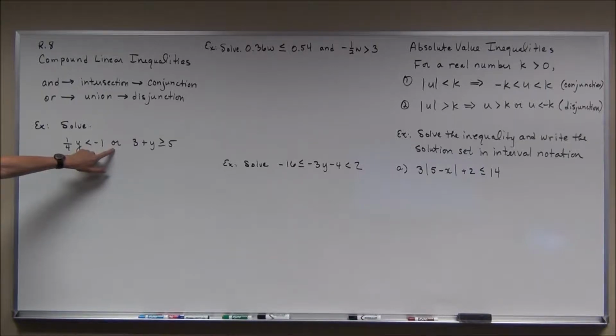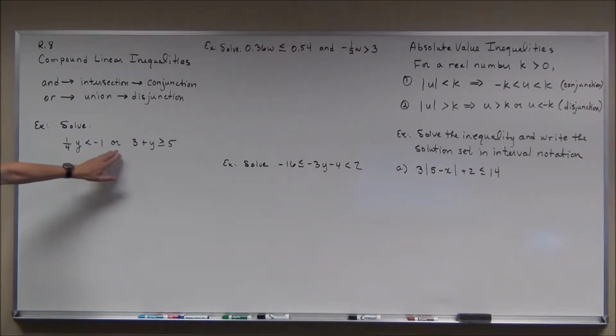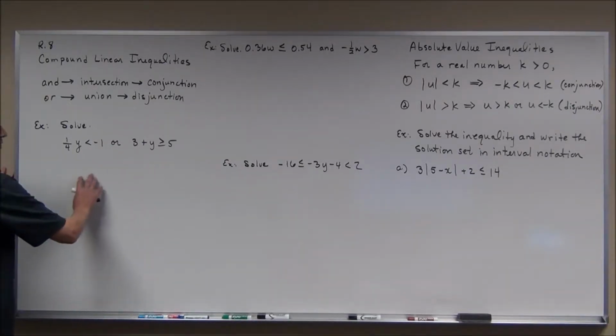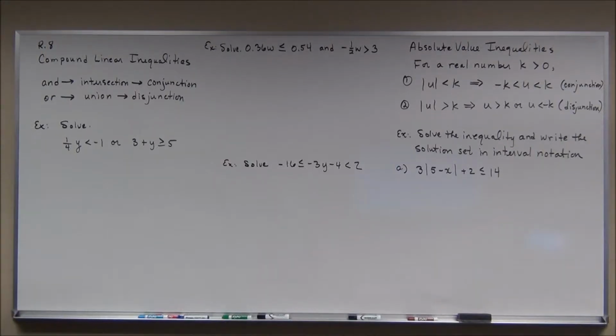In this case, this one's a union. This has got the or here. So I solve this, and I solve this, and I take what is in both. Not what they have in common, but everything in both. It has to be in at least one of them. So let's go ahead and start this one off. It says solve, but I'm going to write my answer in interval notation. It's convenient that way, and I'll even draw out the graph on the number line.